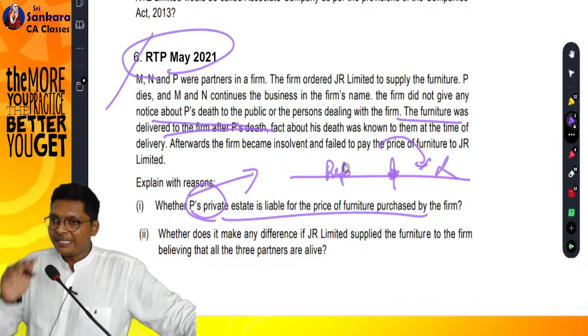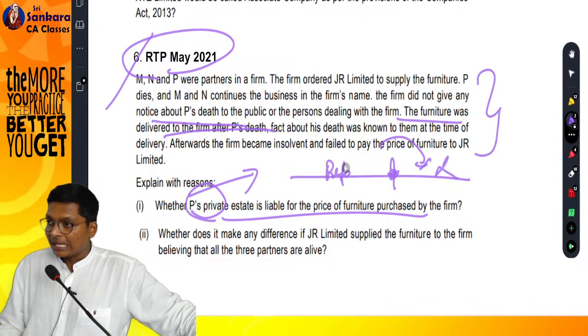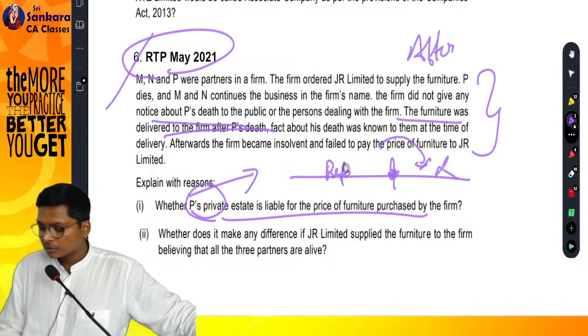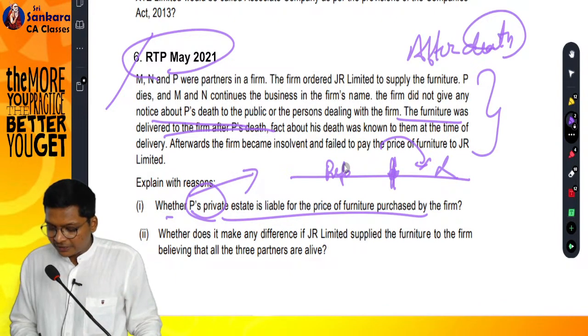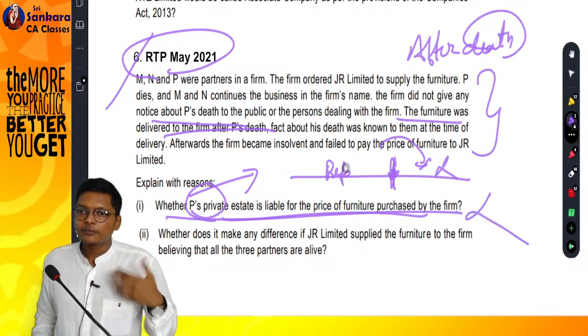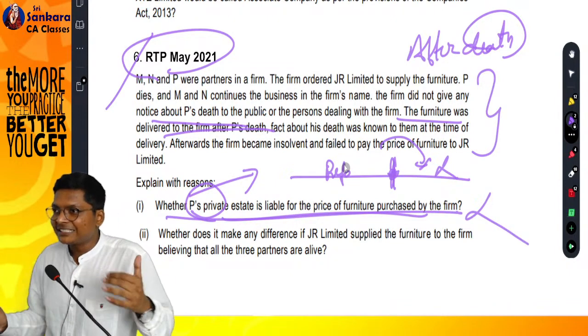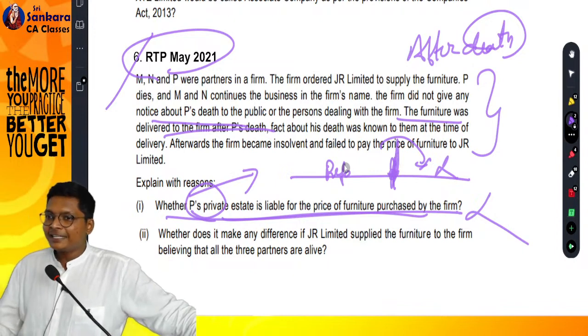As per the RTP, the answer assumption they are taking is what? Entry is passed after death. So liability is incurred after death. In first case, is the estate liable? Not liable. Normally, estate is liable for liabilities up to date of death.